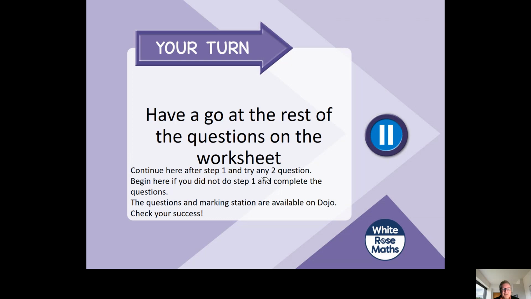Have a go at the rest of the questions on the worksheet. Continue here after step 1 and try any 2 questions. I'm really mindful that there's some people who are starting at 1 are doing quite a lot of questions, and on some days that's quite reasonable because there aren't many questions and they're quite quick. But today, if you've already done step 1, you've done a couple of questions, so do a couple more of your choice. If you didn't do step 1, after the explore, start here and complete all of the questions. You would have done the same number of questions.